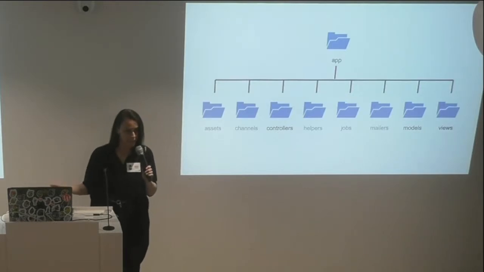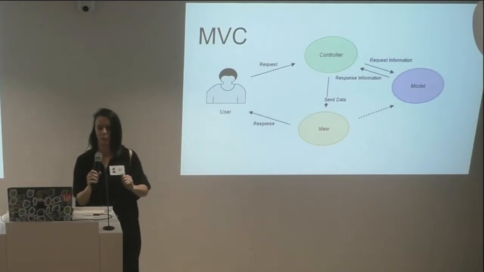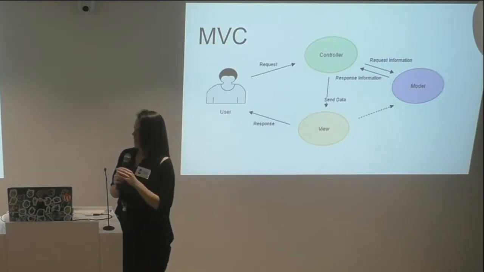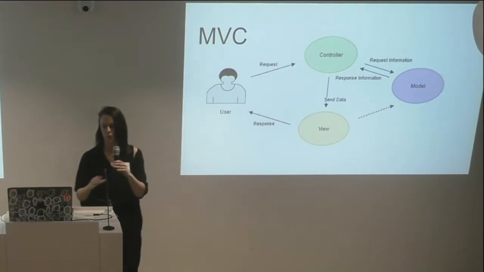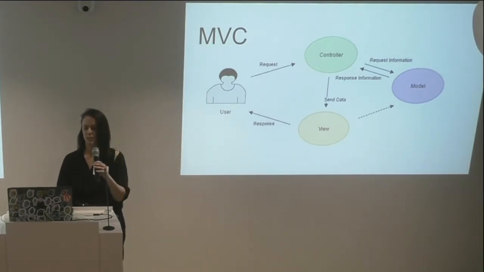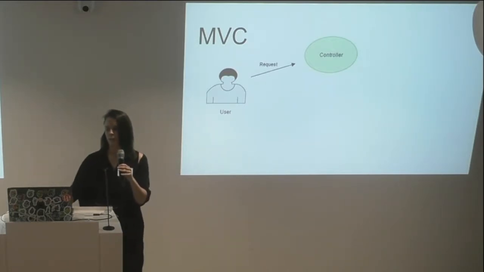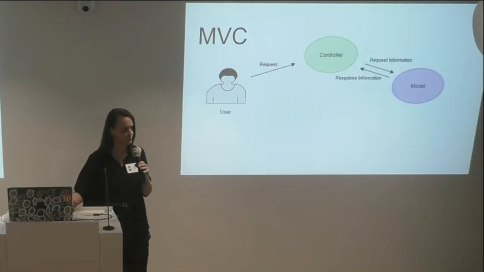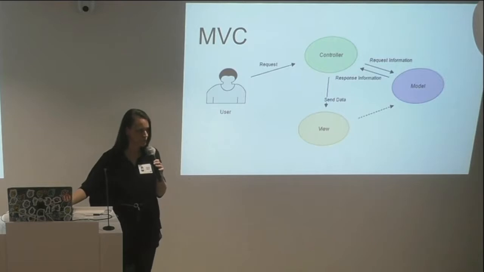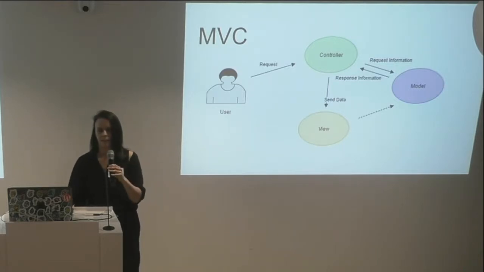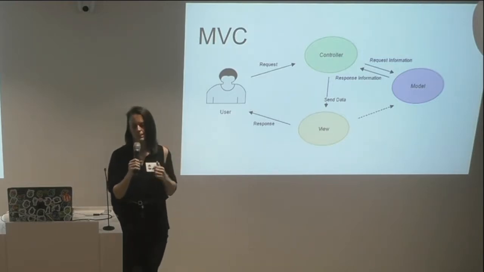But what does all this mean? A diagram like this is commonly used to describe the pattern. And what you can see here is that when a user, using your browser, sends a request to your web server, the request hits a controller, which finds the information from the appropriate model, sends that data to the appropriate view, and then bundles it all up back in a response. And this is what gets displayed in the browser.